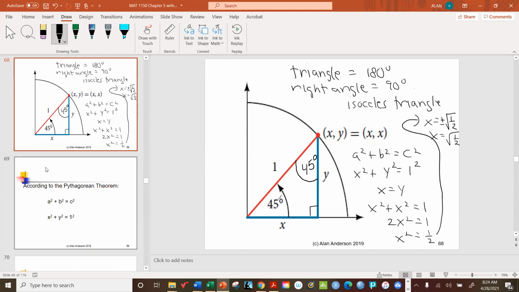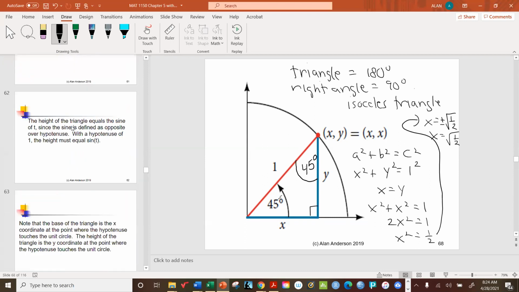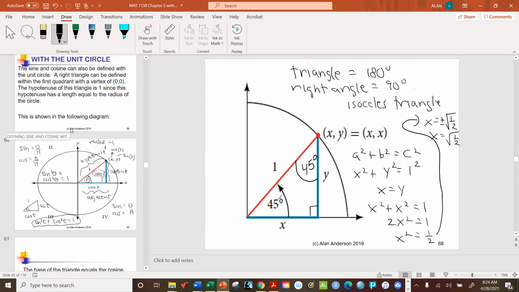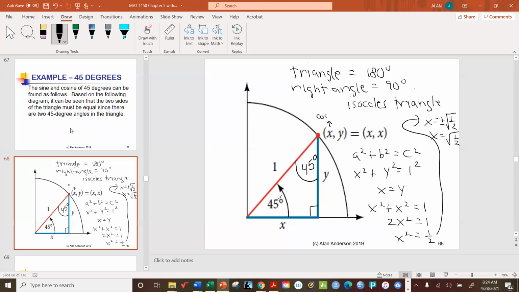Now, if you remember from a few minutes ago, we noted that because of the way this triangle is constructed, x is simply the cosine of t, which in this case is 45 degrees. So x is the cosine of 45, and y is the sine of 45. Now, the hypotenuse, 1, is the hypotenuse, x and y are the sides. They won't be equal to the hypotenuse. It's x and y that'll be the same.